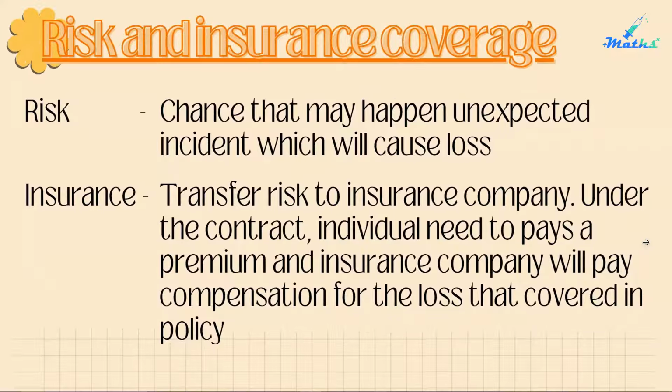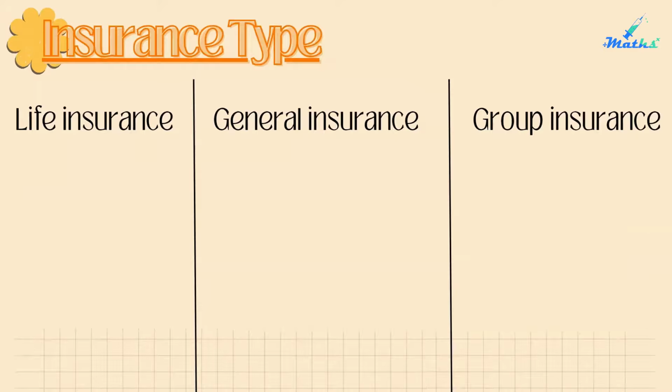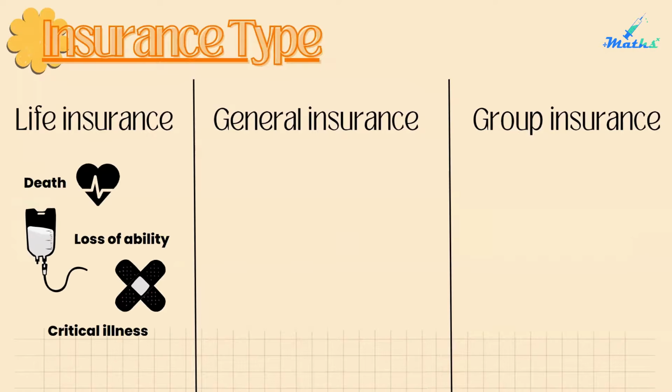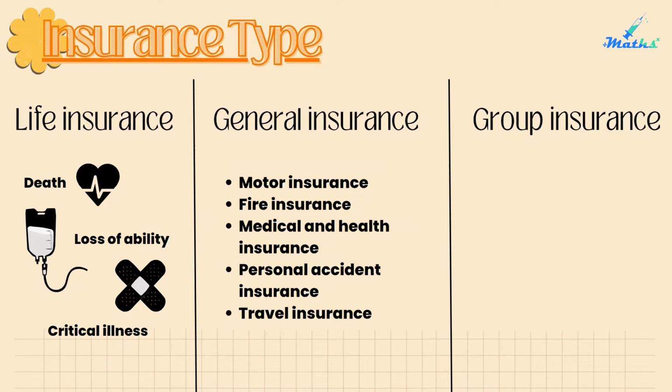So next is the insurance types. We have three types of insurance, which are life insurance, general insurance, and group insurance. For the first, life insurance is all about death, loss of ability, and critical illness. General insurance includes five types: motor insurance, fire insurance, medical and health insurance, personal accident insurance, and travel insurance.